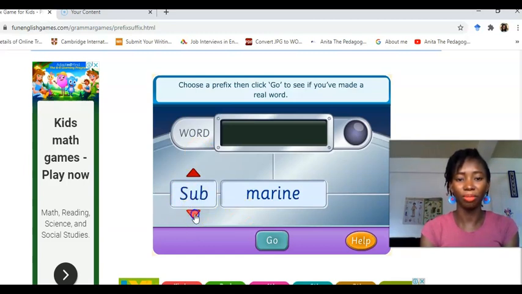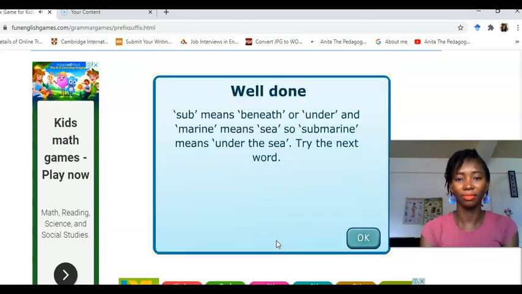So in playing the game, submarine. So this is correct, and so I'm encouraged. Well done. Then the meaning of the particular prefix has been given, and also the meaning of the word. And then you are asked to try the next word. So you make some progress.